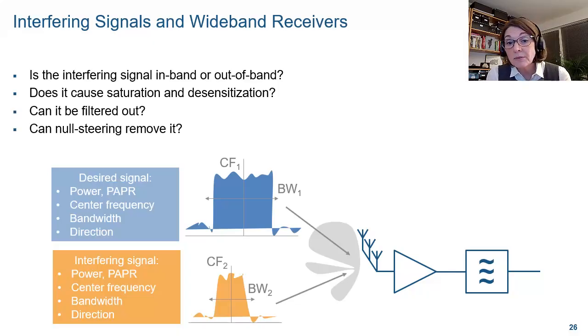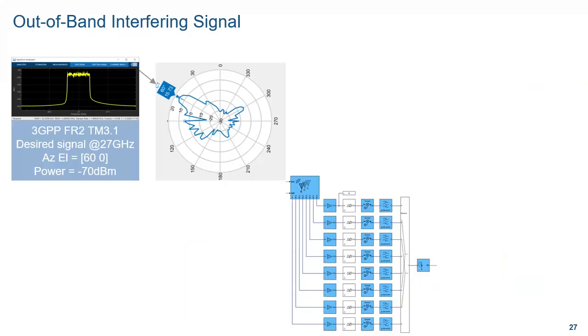Interfering signals sometimes can be removed either by filtering in the frequency domain if they are out of band, or maybe by null steering. This is one degree of freedom that is added by using arrays of antennas, phased array systems, where essentially we can steer a null towards the direction of arrival of an interfering signal and essentially reduce its impact.